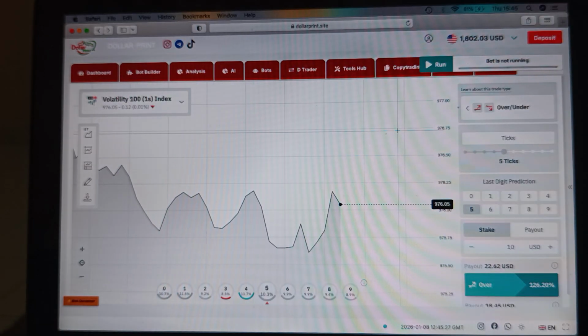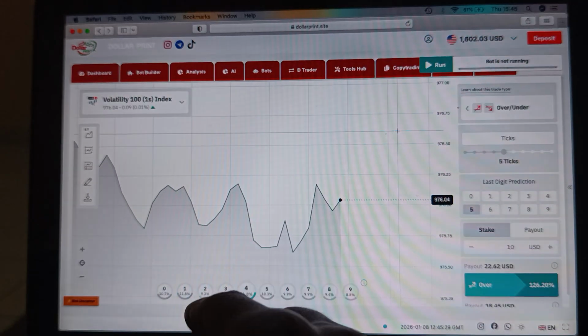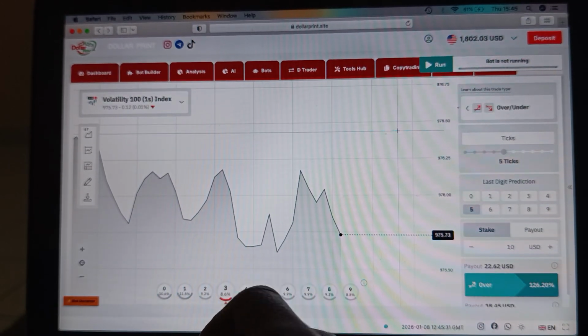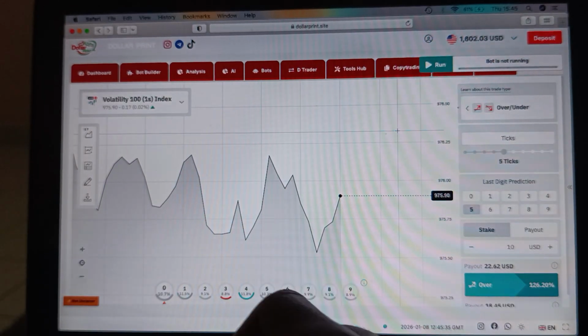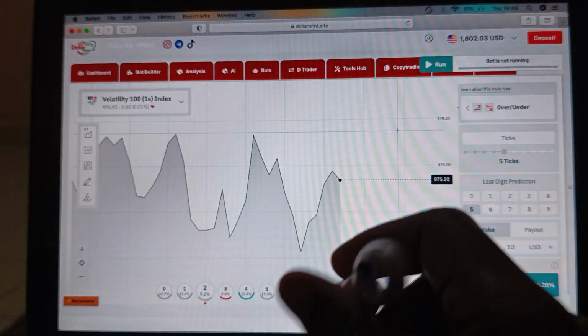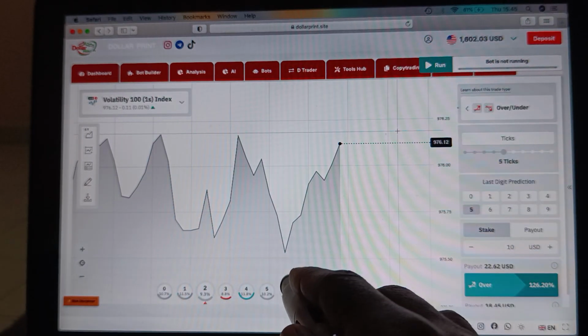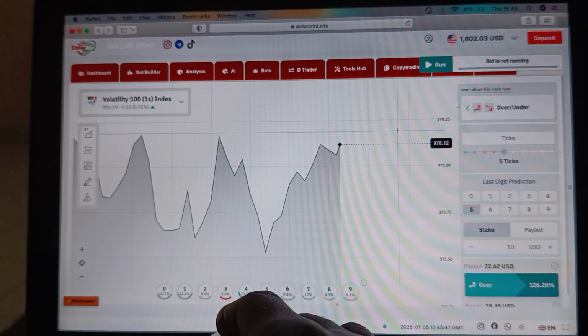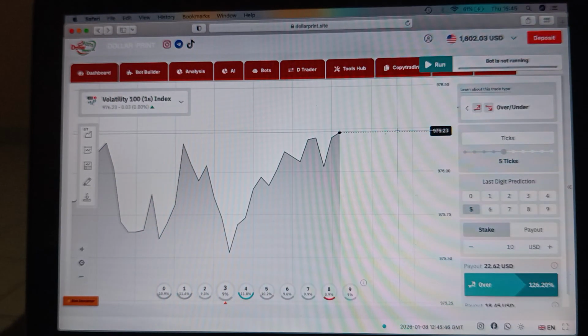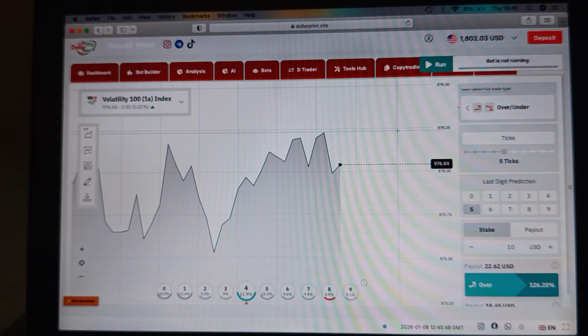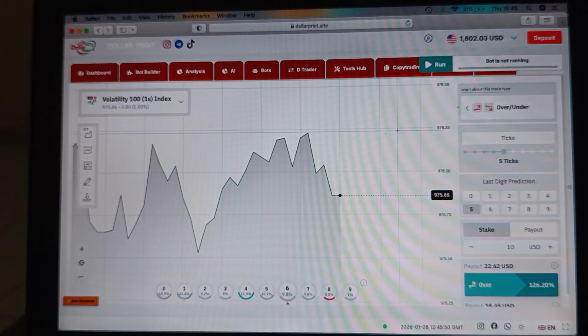So the first thing, you need to get a market with the most appearing digit at 12 or 11.7 and above. On this strategy we'll be trading the under 6 and over 3, the two of them. Okay guys, this is how the strategy works.